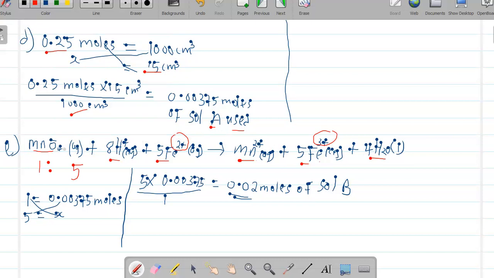Now when you write the equation like this, you have to balance it. When you balance it, the mole ratio of the manganate ion is 1, because we don't have anything else here. Then the mole ratio of the iron(II) ion on the reactant side is 5. So the mole ratio is 1 to 5.